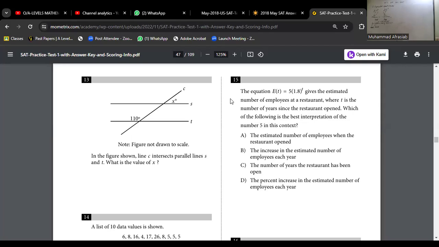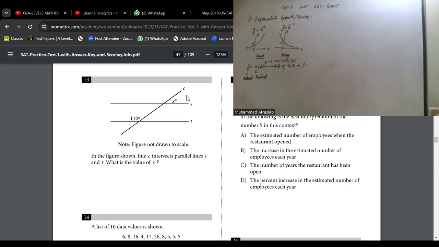The equation E of t is equal to 5 into 1.8 power t gives an estimated number of the employees at a restaurant, where t is the number of years since the restaurant opened. Which of the following is the best interpretation of this number 5 in this context? Because it has just opened, we give time t equal to 0, and that should be equivalent to 5.